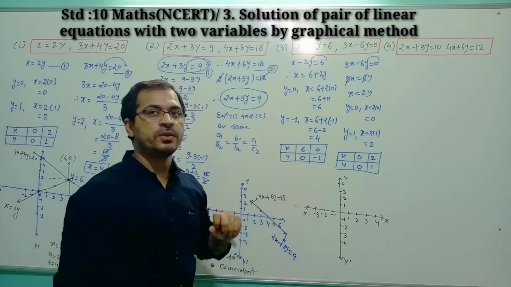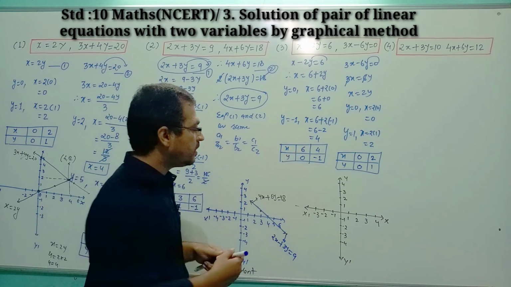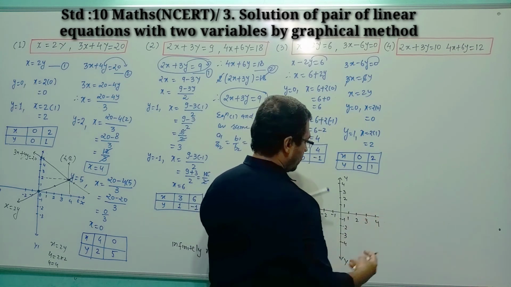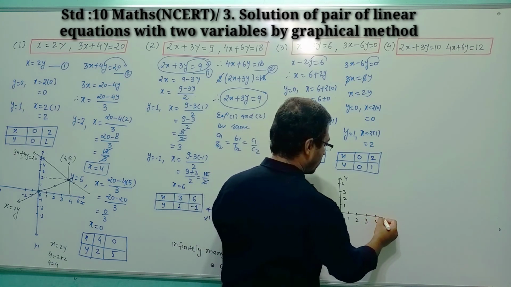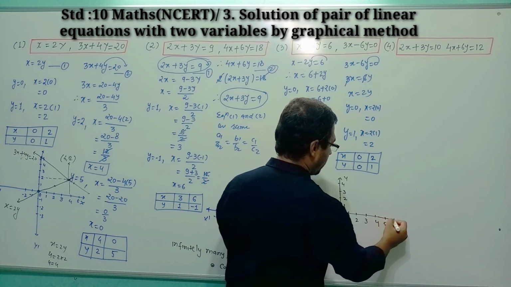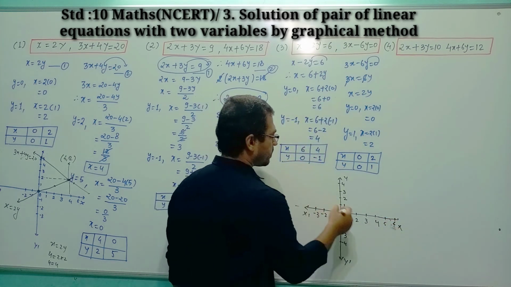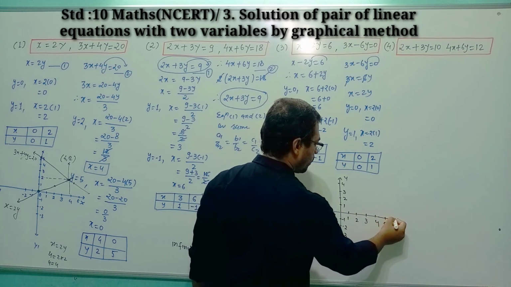X is 6, y is 0. So we can extend over here. This is 5 and this is 6. Okay. X is 6, y is 0. So this point will be over here.